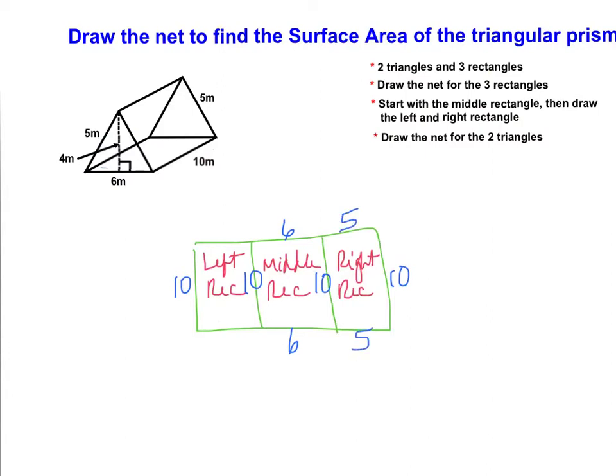Now your left one, it might be a little harder to see. It is right here. And this is a 5 by, and if this is 10, that means this has to be 10. So this too is a 5 by 10 rectangle.